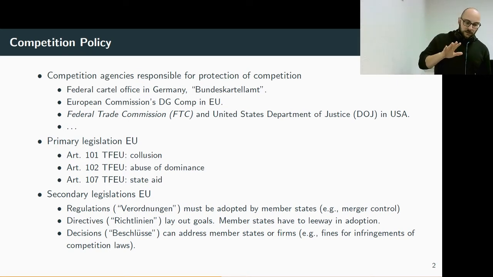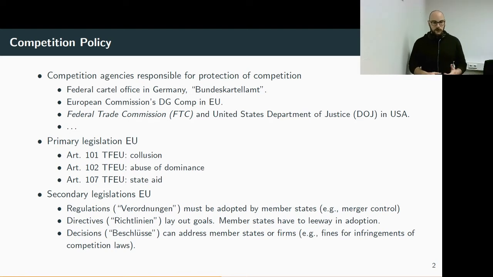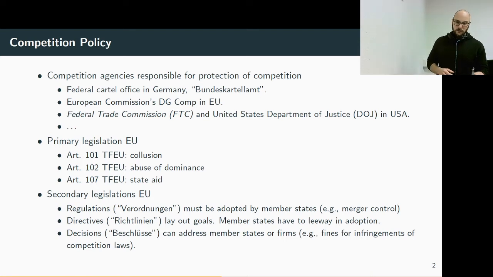Okay, the secondary legislation of the EU is also important. There we have regulations, in German Verordnungen, which must be adopted by member states, and merger control would be one of these regulations that regulates how member states have to deal with certain issues. Then we have directives, in German Richtlinien, which lay out goals, and to achieve these goals, member states have some leeway, right? And the last thing we have to know is that there are also decisions, Beschlüsse in German, and these decisions can address member states or firms, right?